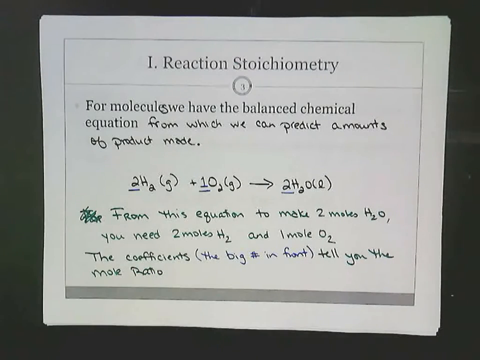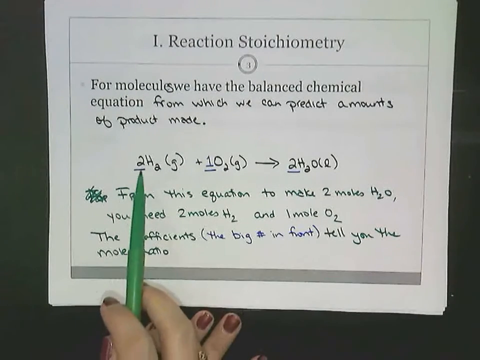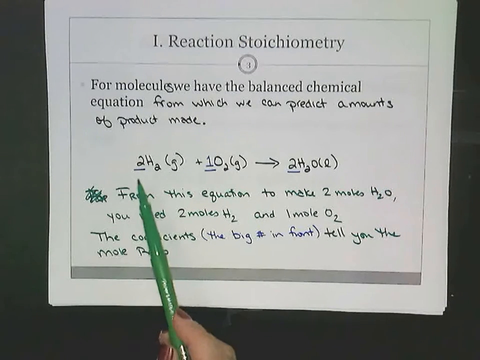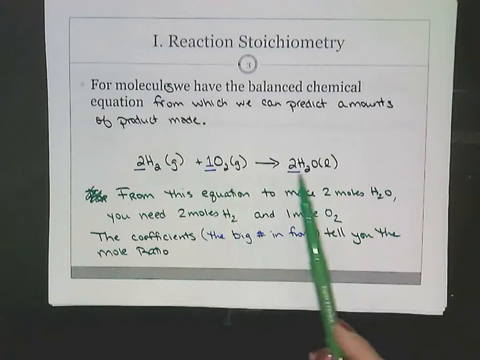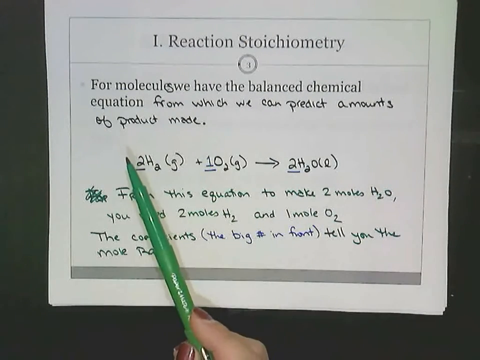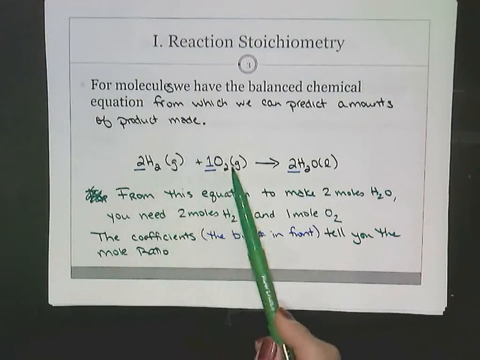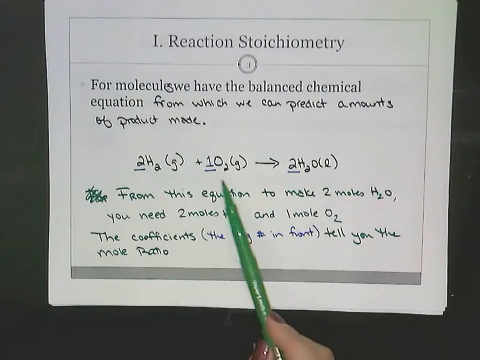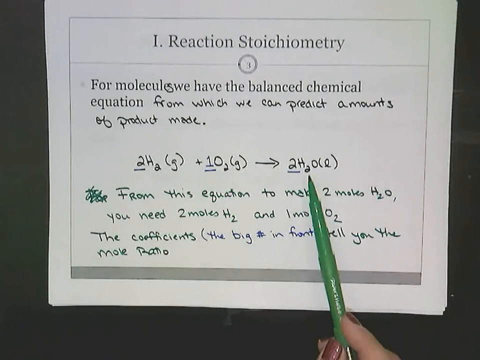Right, they tell you the mole ratio. 2 to 1 to make 2. So if I put in 2 moles of hydrogen and unlimited amounts of oxygen, how many moles of water can I make? 2. If I start off with 6 moles of hydrogen and unlimited oxygen, how much water can I make? 6, right? So if I put in 6 and enormous amounts of oxygen, I can make 6.